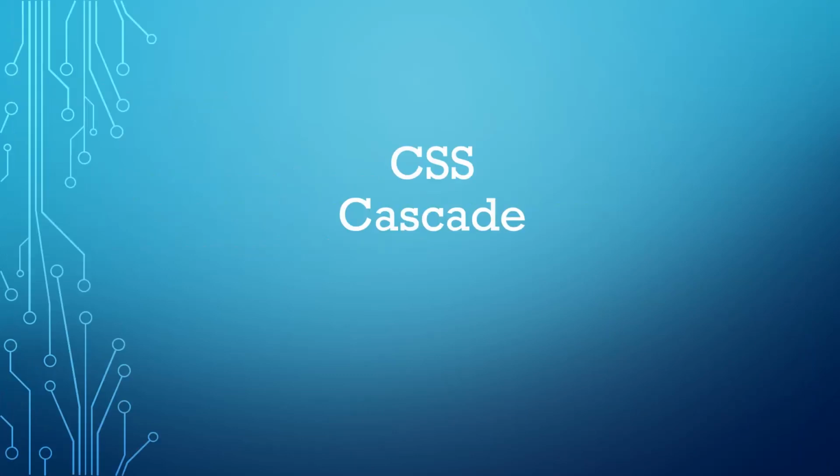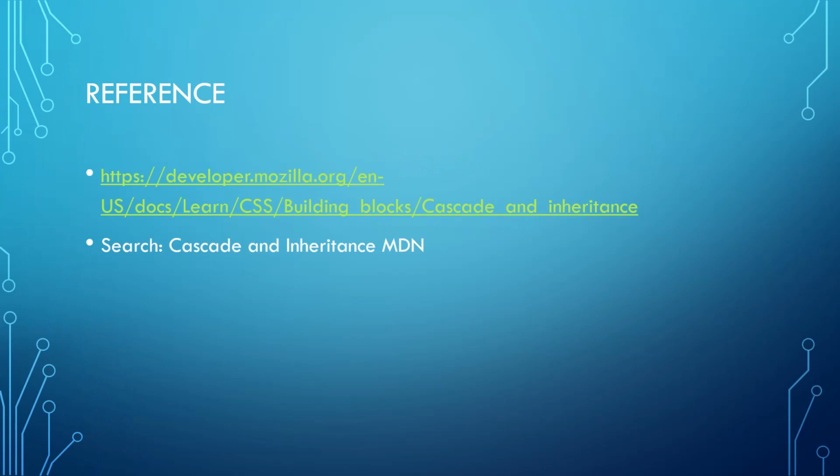All right, welcome back to our continuing discussion of CSS. This time we'll discuss the cascade part of cascading style sheets. So our reference, as always, comes from MDN, the Mozilla Developer Network. Search for Cascade Inheritance, and you can follow that link.